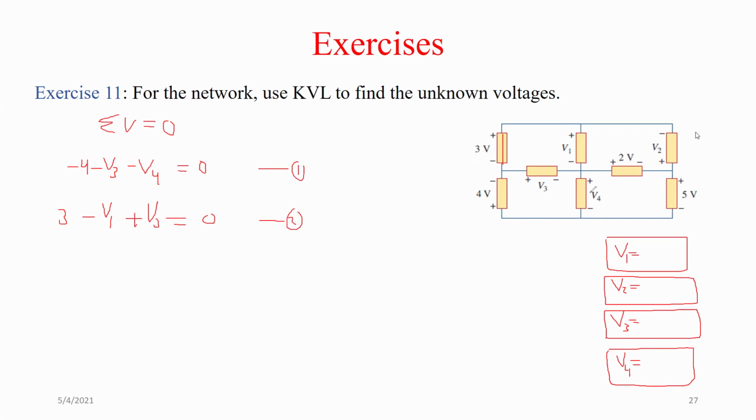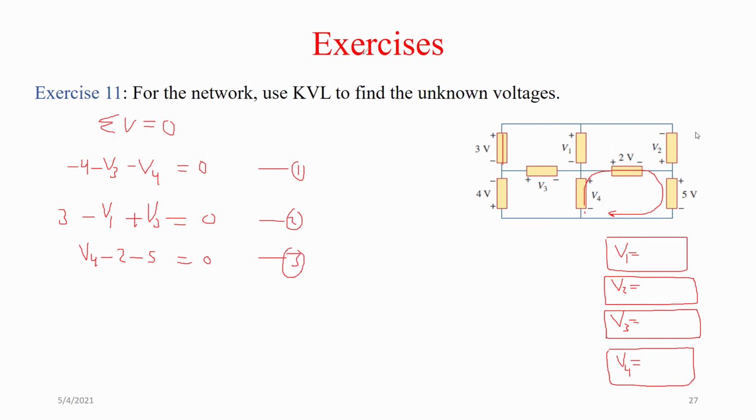Then I'm gonna go here. If I go around this way, plus V4 minus 2 minus 5. So V4 minus 2 minus 5 equal to 0. This is the third equation.